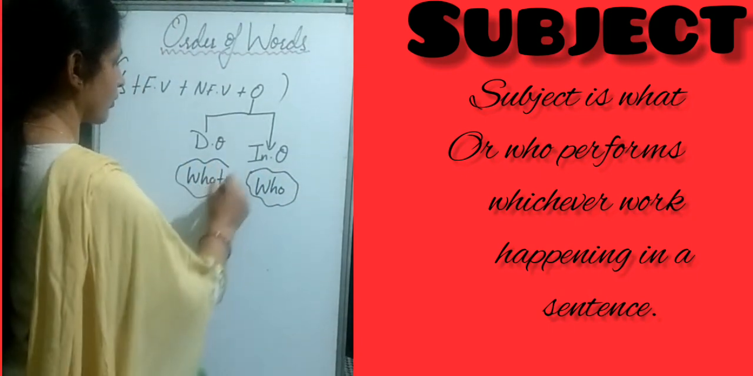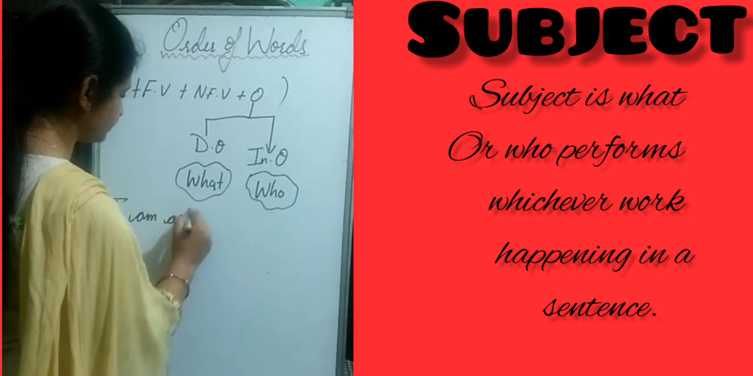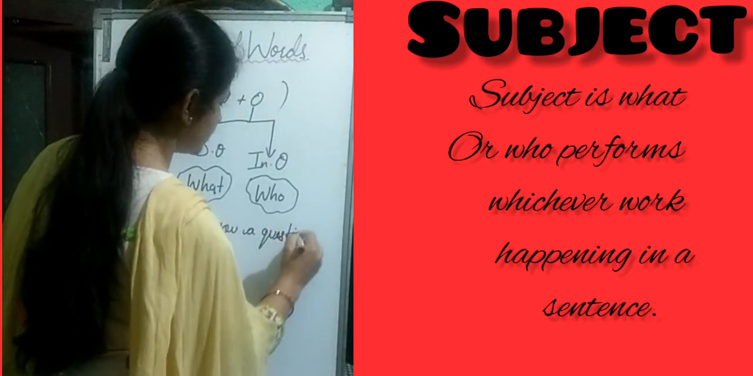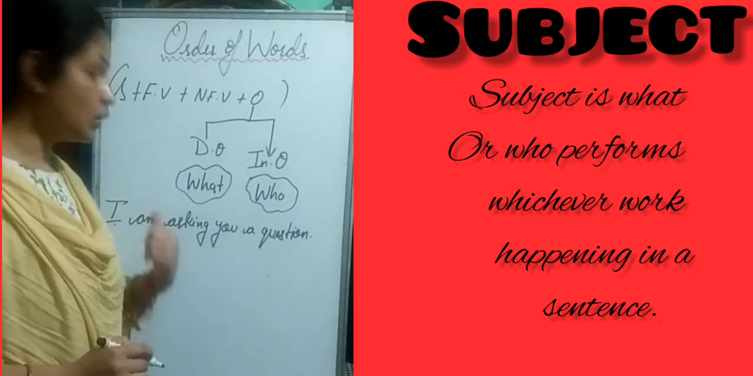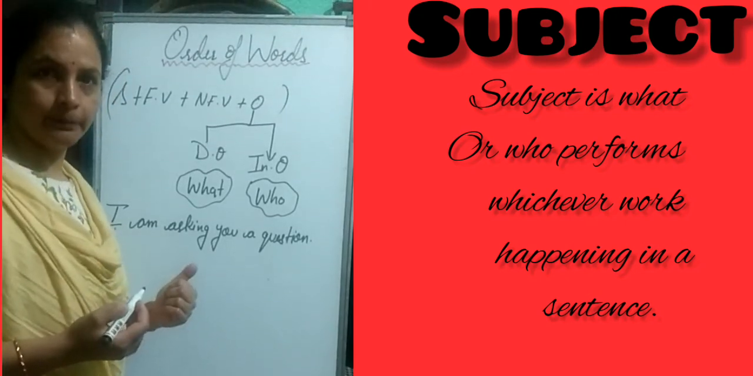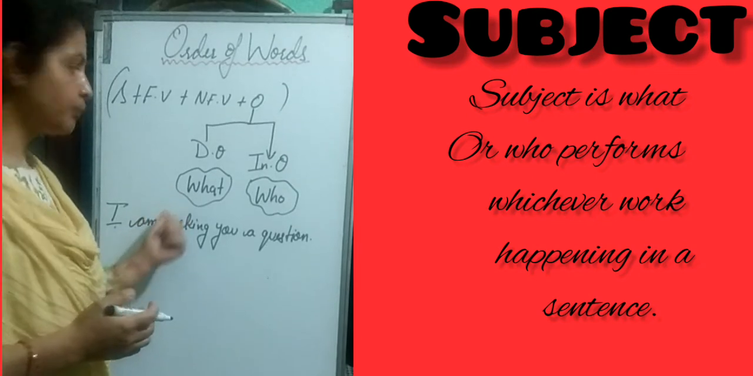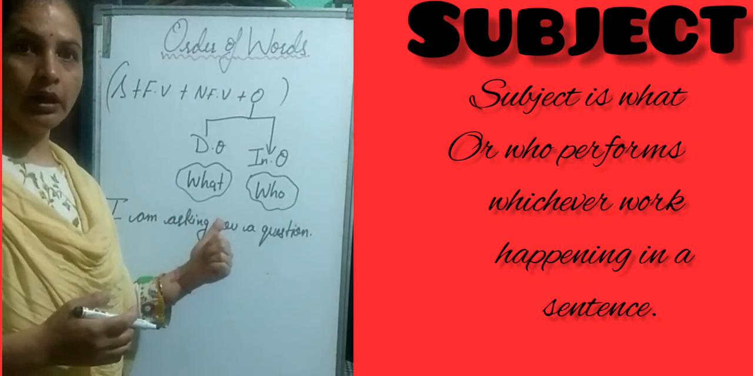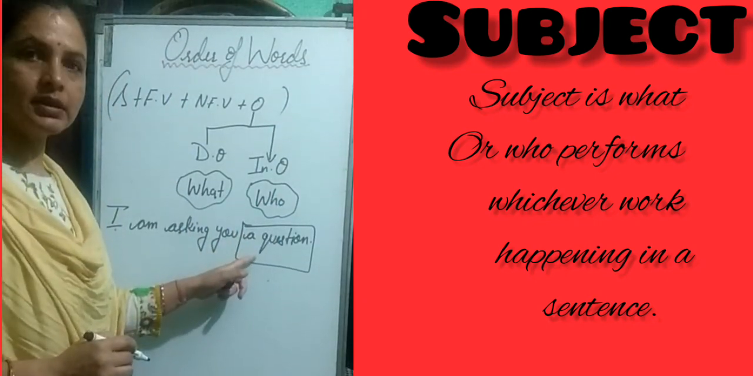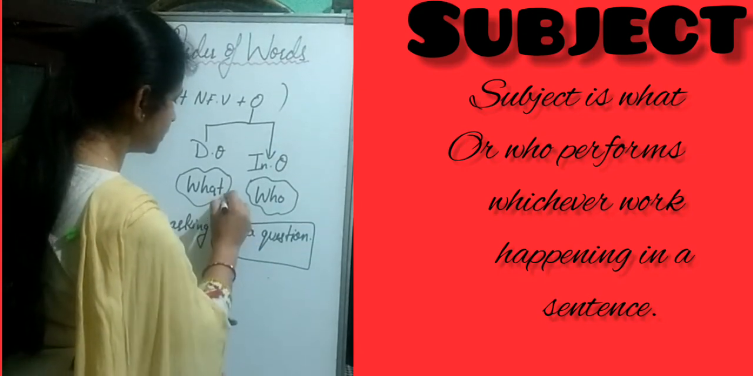Now suppose I am asking you a question. This is a sentence. This sentence has a direct object as well as an indirect object, and it is very easy to identify. First we place the question what: what am I asking you? A question. So this answers what. When we get the answer of what, we call it the direct object.